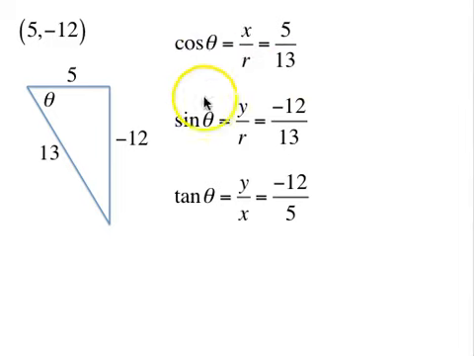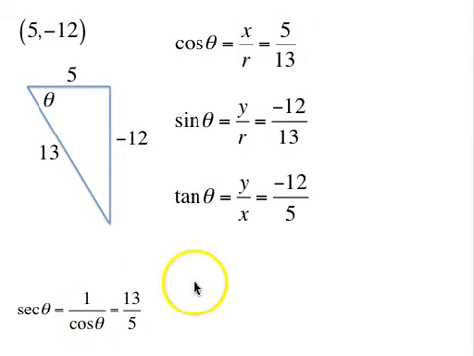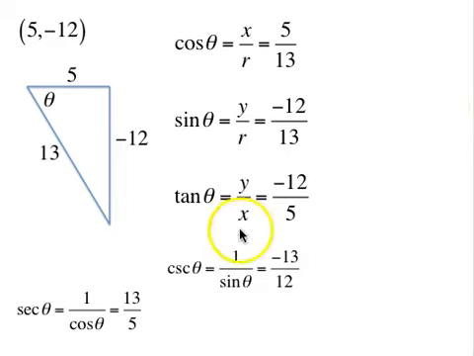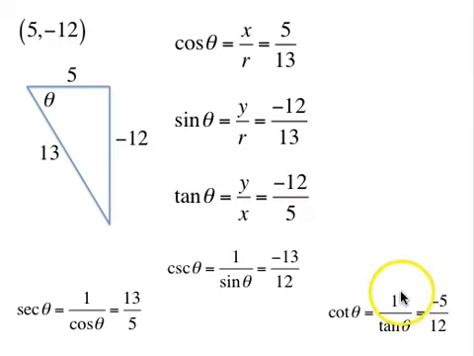To get secant, cosecant, and cotangent, take the reciprocal of all of these things. Secant of theta is 1 over cosine, so taking the reciprocal, it is 13/5. Cosecant is 1 over sine. The reciprocal of negative 12/13 is negative 13/12. And cotangent we'll just think of as the reciprocal of tangent. Reciprocal of negative 12 over 5 would be negative 5 over 12. So again, we have all 6 trig functions for a triangle that starts at 0, 0 and goes to 5, negative 12.